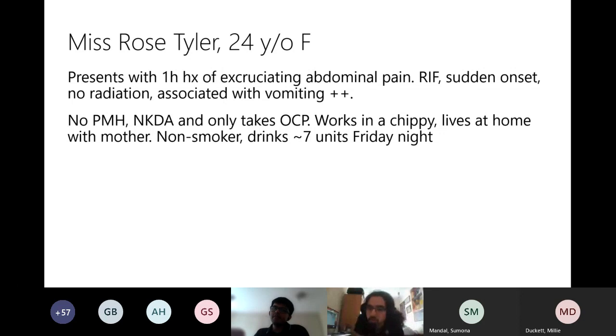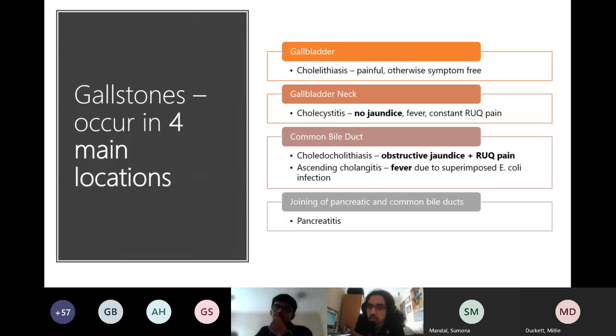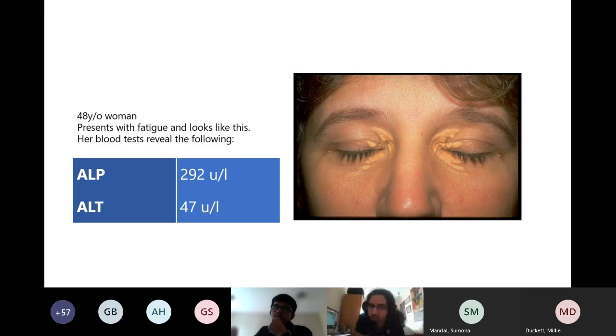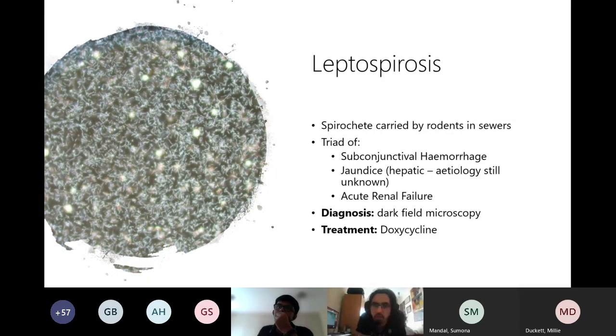Was that the slide about spirochete, same as leptospirosis? Yeah, so that was talking about how leptospirosis is a spirochete and causes those symptoms.